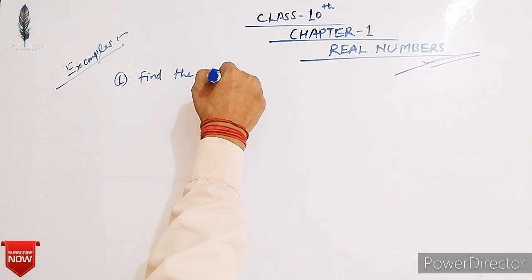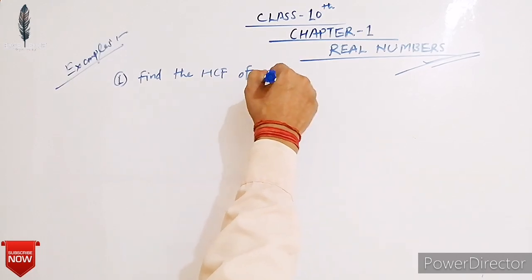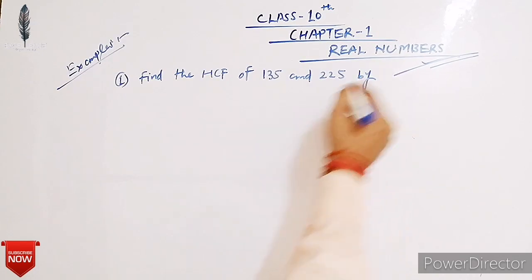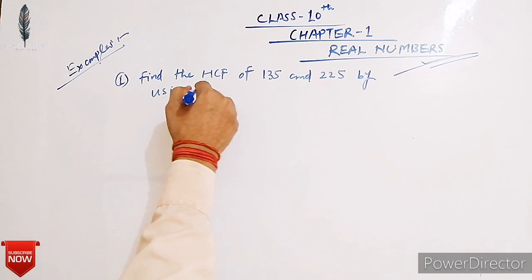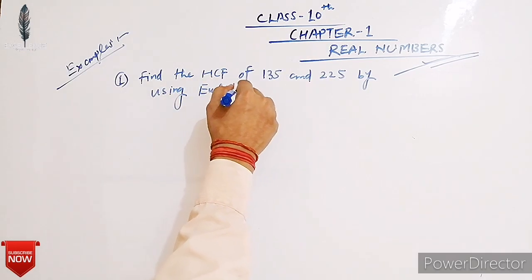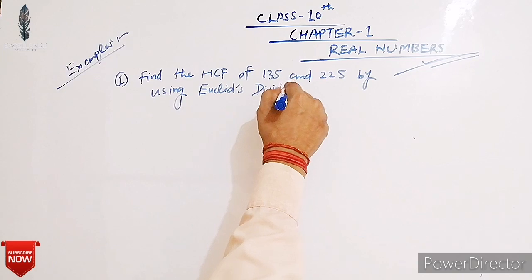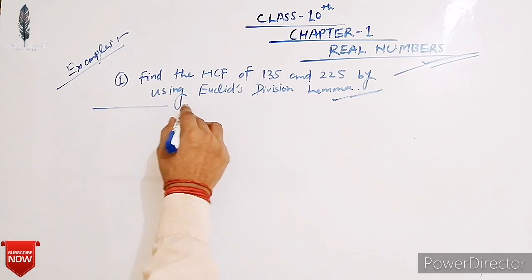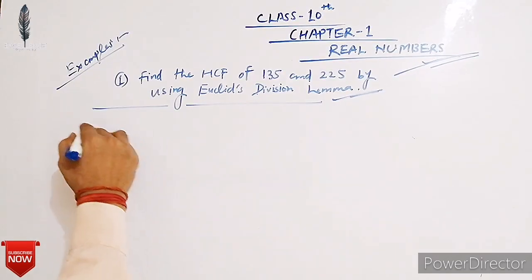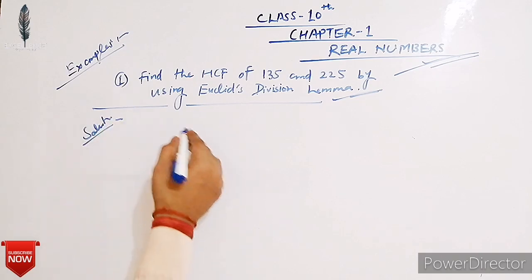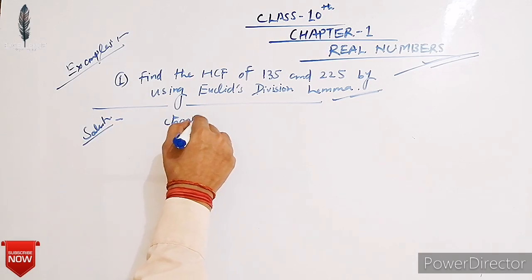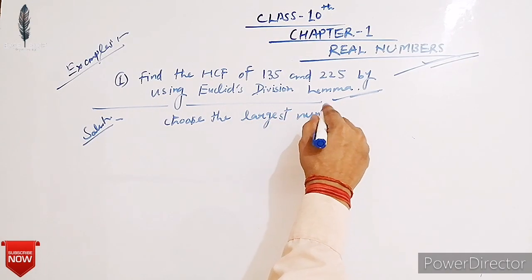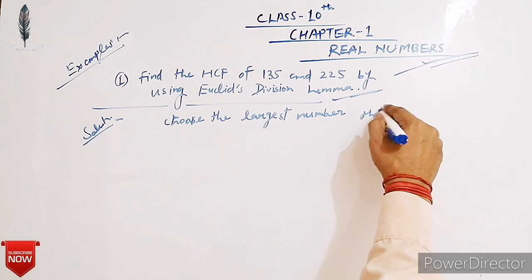Question number 1. Find the HCF of 135 and 225 by using Euclid's division lemma. Okay. So first choose the largest number, that is 225.